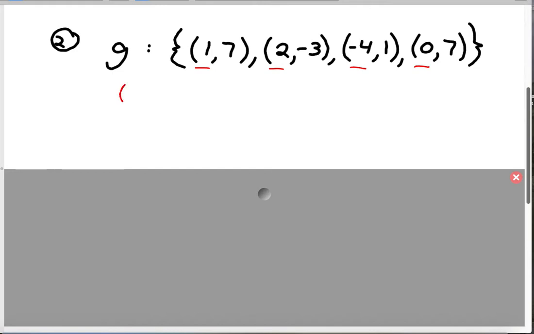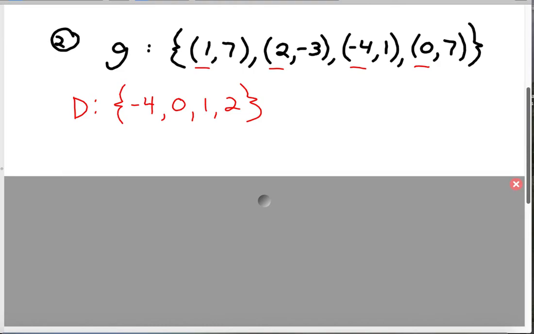So what we usually do when you have specific values like this is we're going to write it as a set for the domain, and then you list those specific values. I'm going to put them in order, in increasing order. So -4, 0, 1, and 2. And there's your domain for that function.